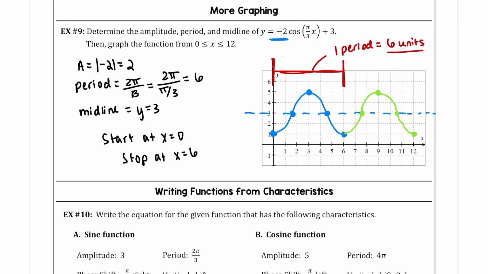There you go. So we had to start at a minimum this time because of that negative, so we had a reflection there.